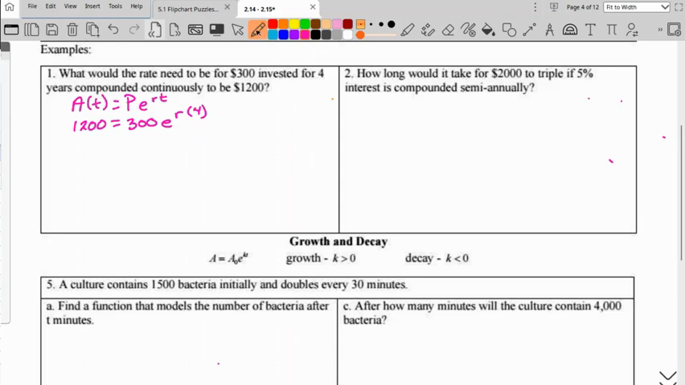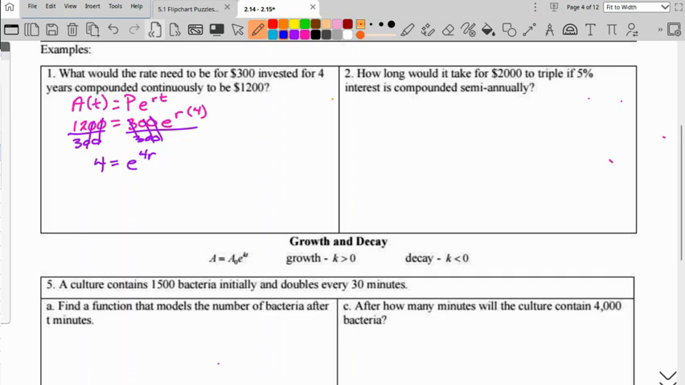Let's solve for that rate. Since it's up in the exponent, we'll have to use logarithms to solve for it. Let's get started. We're going to divide both sides by 300. 1,200 divided by 300 is 4. So e to the, I'm going to write it as 4r. You can leave it as r times 4 if you want.